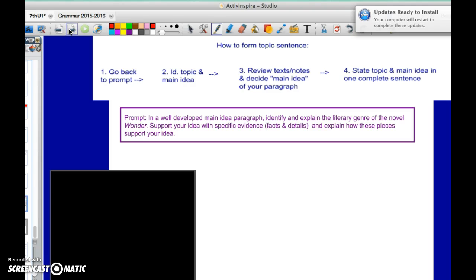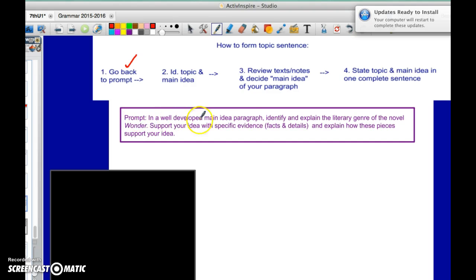Okay. Now we have the steps written again with the brand new prompt. I want you to make sure that you have your ELA notebook open to section 3 so that you can do this along with me. Pause this video now so you can make sure that you have all of your materials. Okay, the first thing that we need to do with our steps is go back to the prompt. So we need to read it.